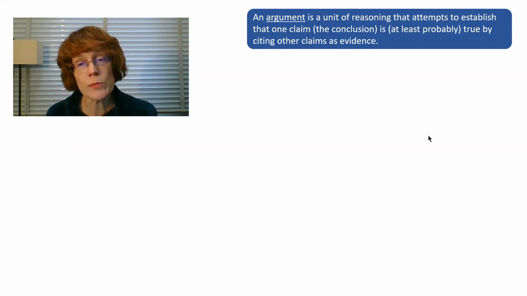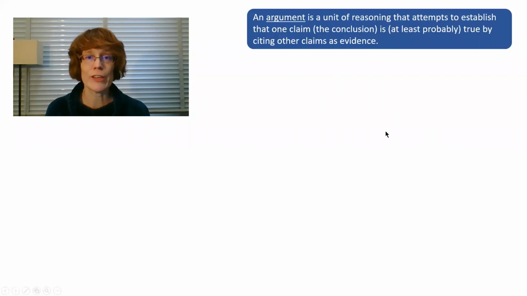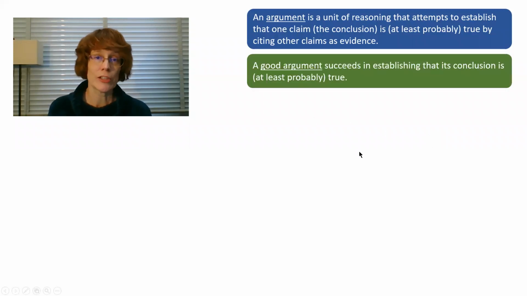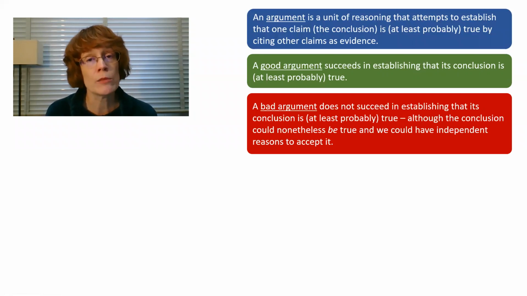So, quick recap. As we've seen, an argument is a unit of reasoning that attempts to establish that one claim, which we call the conclusion, is true by citing other claims as evidence. An argument is good, basically, if it does that. So if the argument successfully establishes that the conclusion is at least probably true, we say that the argument is good. If an argument doesn't do that, we say that the argument is bad, although it's really important to note that what we're looking at here is not whether the conclusion is true or false, but rather whether the argument has established the conclusion is true or false.